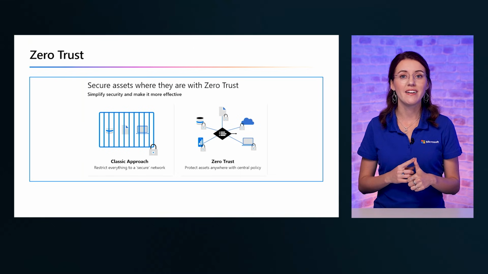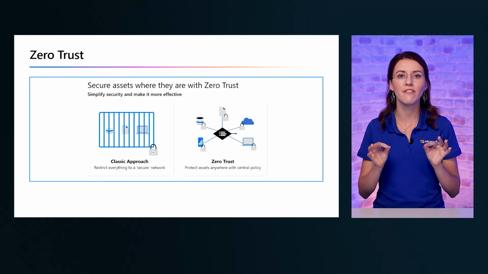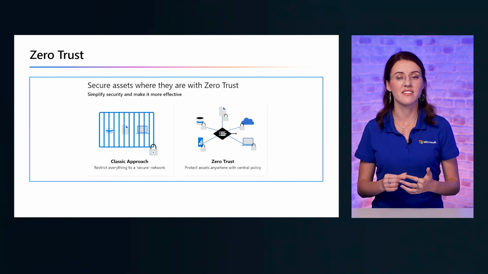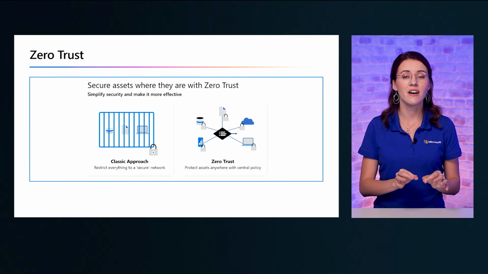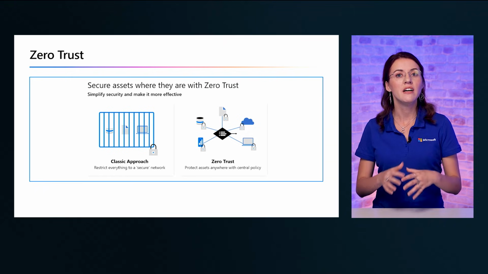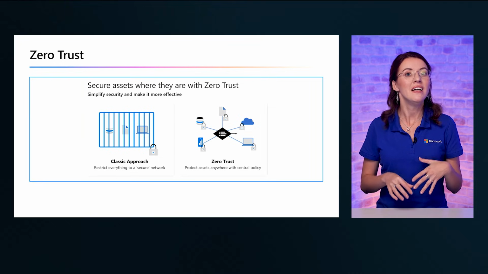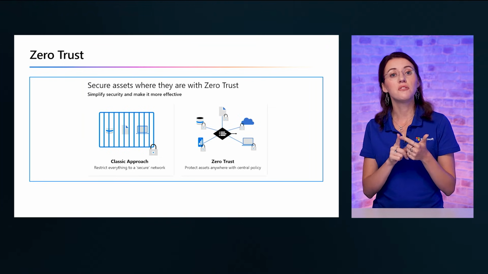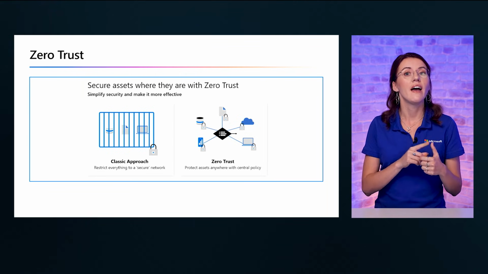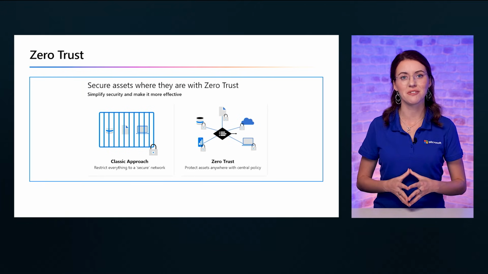First, verify explicitly. Always authenticate and authorize based on all available data points. Secondly, use least privileged access. Limit user access with just-in-time and just enough access. Risk-based adaptive policies and data protection to protect both data and productivity. And finally, assume breach. Segment access by network, user, devices, and application. Use encryption to protect data and use analytics to get visibility, detect threats, and improve your security.